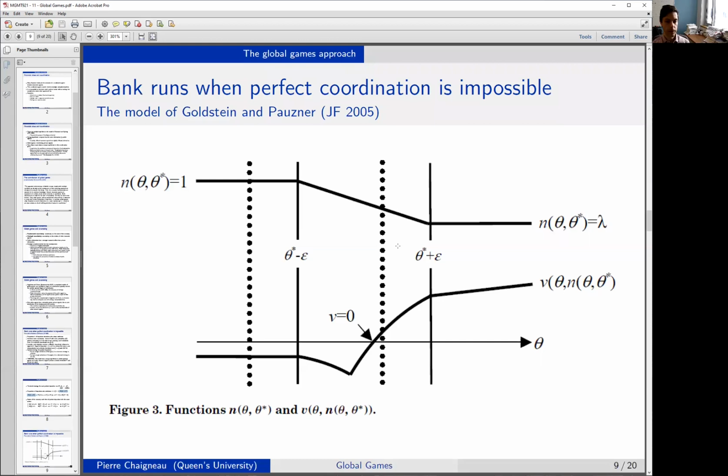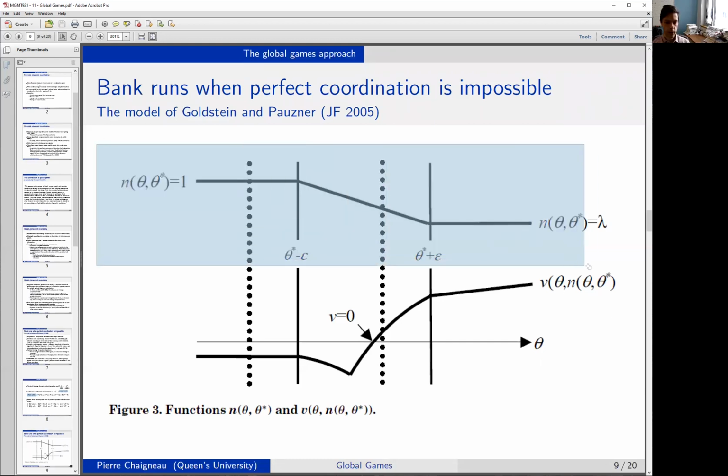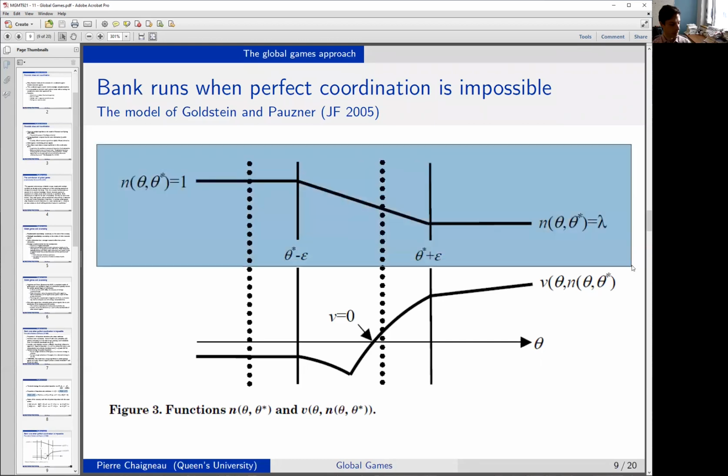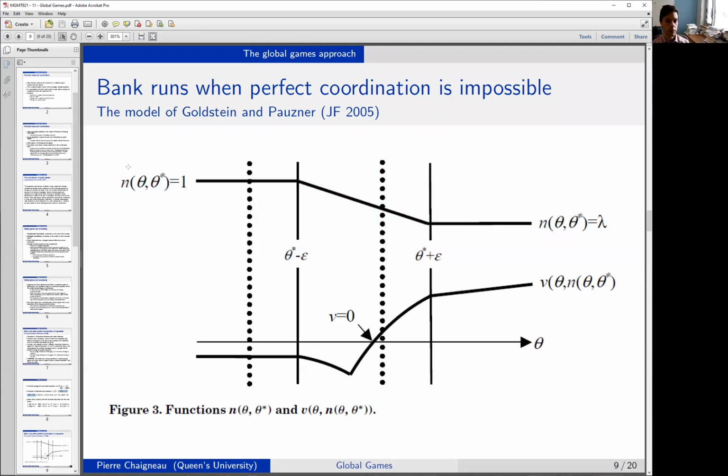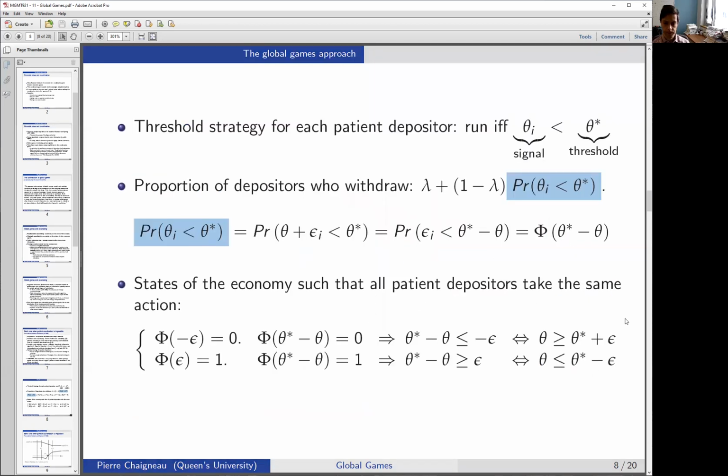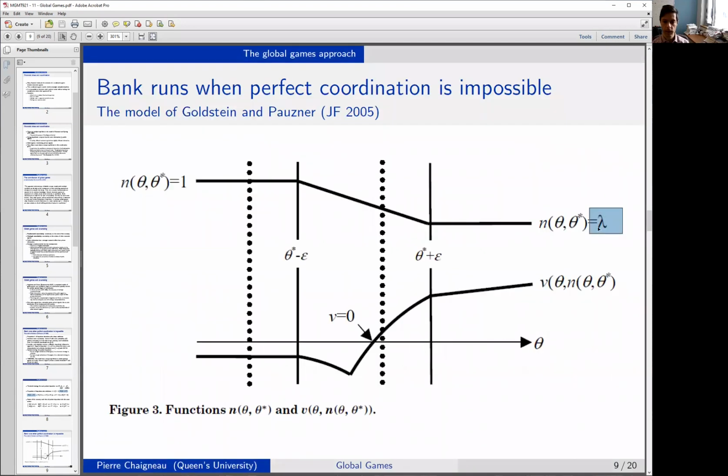So here, this is a figure from the paper, and I'm going to focus on the top part of the figure. Here you have the proportion of agents who are going to withdraw their funding. When theta is sufficiently high, when theta is larger than this, it is this case. So this expression is equal to 0, and so this is equal to 0. And so who is going to withdraw is going to be a proportion only lambda of agents. And this is the lambda you have here.